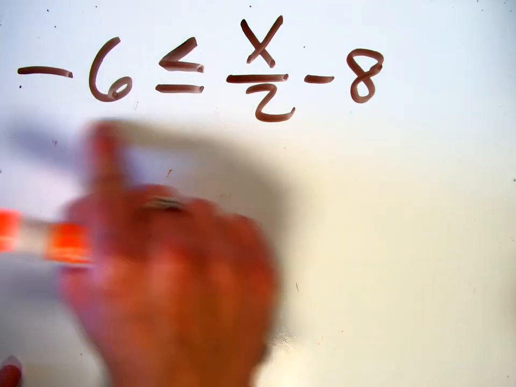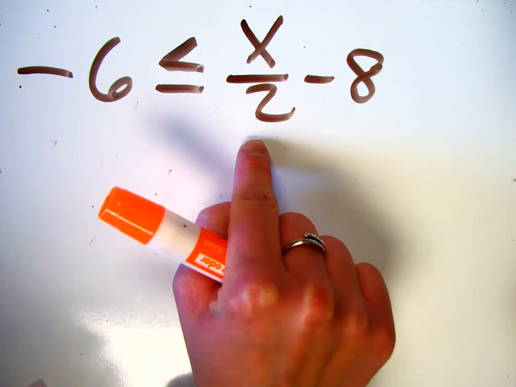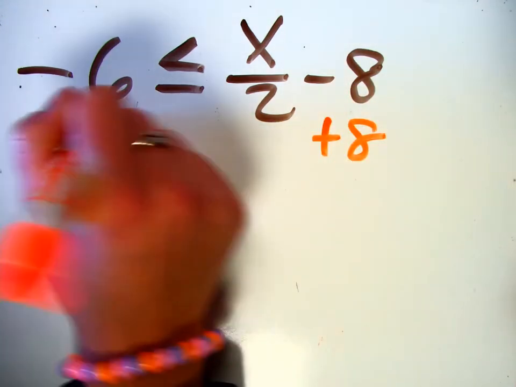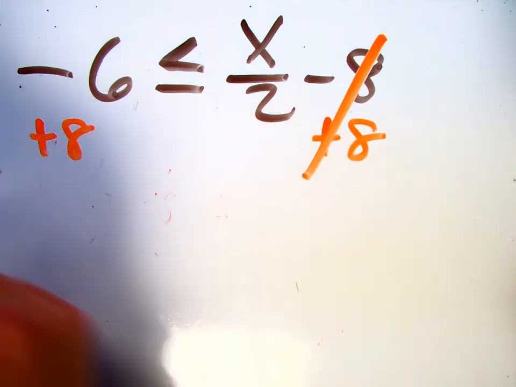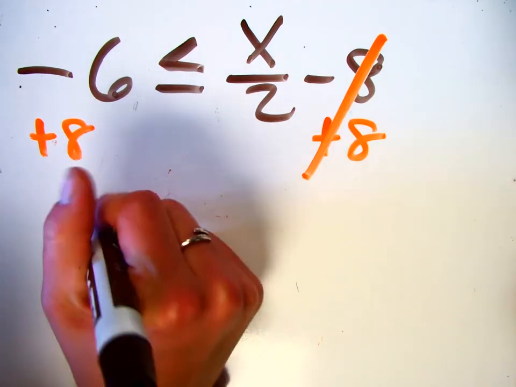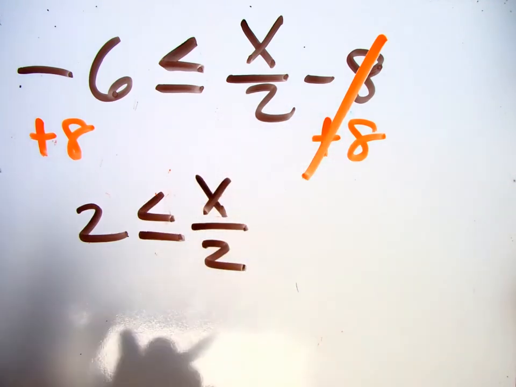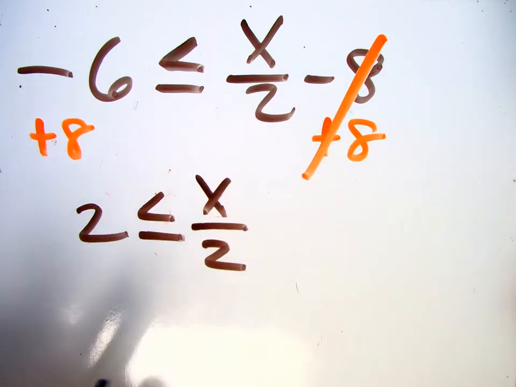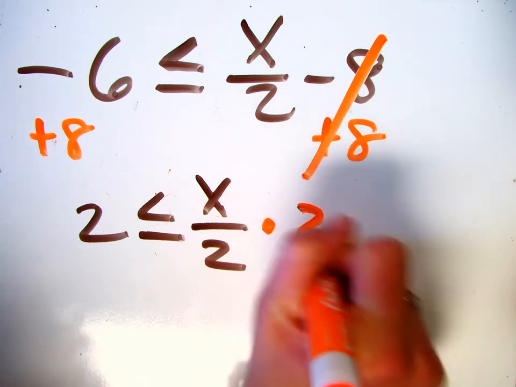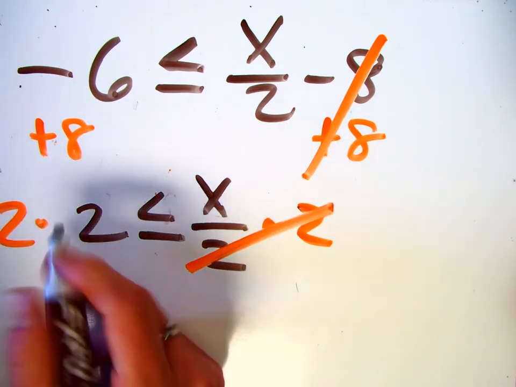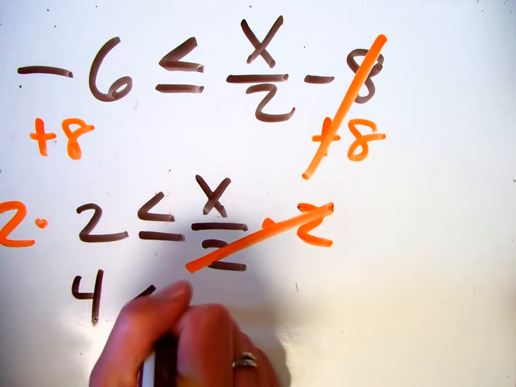Second example, negative 6 is less than or equal to x over 2 minus 8. I'm going to get rid of the 8 first by adding 8 to both sides. The 8's will cross out. Negative 6 plus 8 is positive 2. I keep the inequality symbol going the same direction. And then I have x over 2. To get rid of the 2 on the bottom, we're going to multiply by 2 on both sides. Those 2's cross out. 2 times 2 is 4.